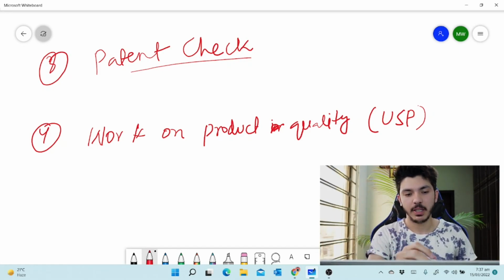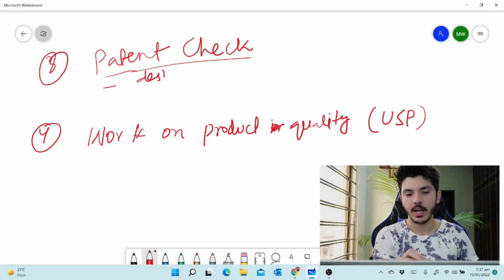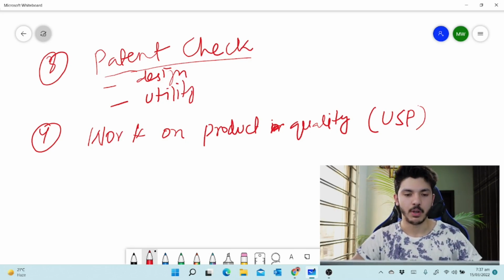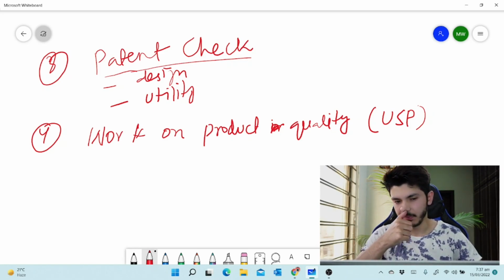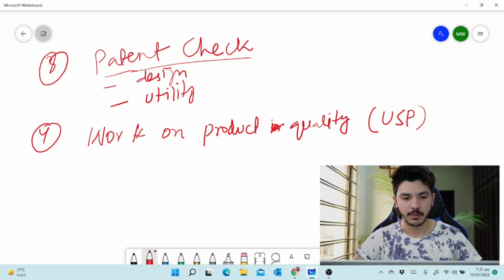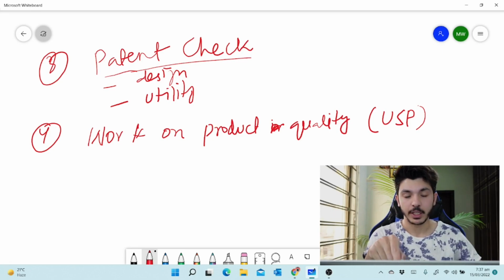So what does patent check mean? Basically there are two types of patents, design and utility patent. You always need to hire someone through Fiverr, Upwork, or any other source. You can learn this process as well, but I would highly recommend hiring an expert who can check the patent for you in the specific market, because a few really good selling products have a registered design patent, or some kind of utility patent. So you need to take care of patent as well.